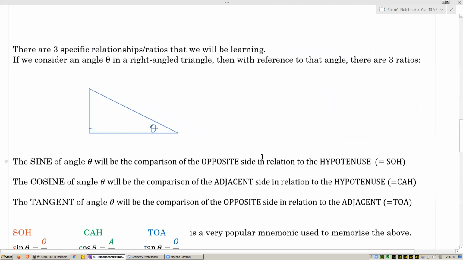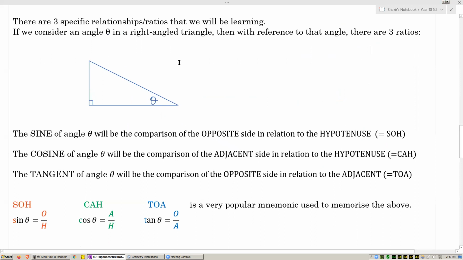So let's get started. There are 3 specific relationships and ratios that you'll be learning. So 3 things. If you have a right angle triangle and you have angle theta, then we say the sine of angle theta. And I know it's gibberish for now, but that's what we're learning, right? When I say sine of theta, then I mean the ratio of the opposite side. So what's opposite here? So this is going to be opposite. This is adjacent, and that's hypotenuse.